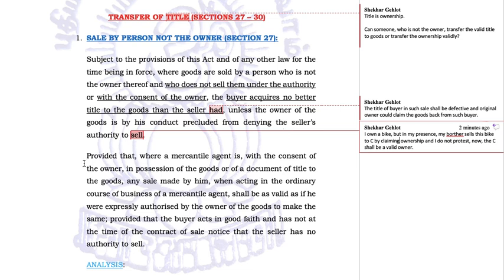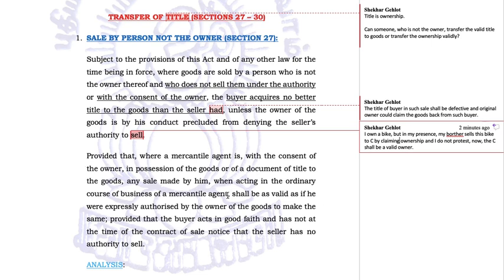Provided that where a mercantile agent is, with the consent of the owner, in possession of goods or of a document of title to goods, any sale made by him when acting in the ordinary course of business of a mercantile agent shall be as valid as if he were expressly authorized by the owner of the goods to make the same. Provided that the buyer acts in good faith and has not, at the time of the contract of sale, noticed that the seller has no authority to sell. Provided that a mercantile agent is making a sale. Okay, when the mercantile agent, acting in his usual course of business, makes a sale, then such sale shall be a valid sale.